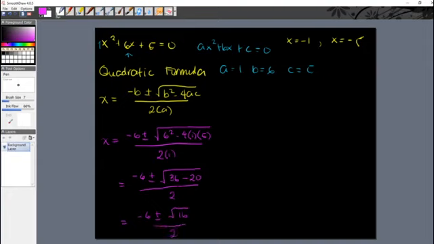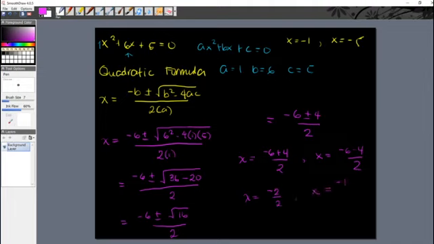And we know that the square root of 16 is just 4, so we can write it as negative 6 plus minus 4 over 2. So we have two values of x. We have x equals negative 6 plus 4 over 2, and we have x equals negative 6 minus 4 over 2. Simplifying these two values, negative 6 plus 4 is just negative 2 over 2, and the other one is negative 10 over 2. So our x is negative 1, and our other x is negative 5.